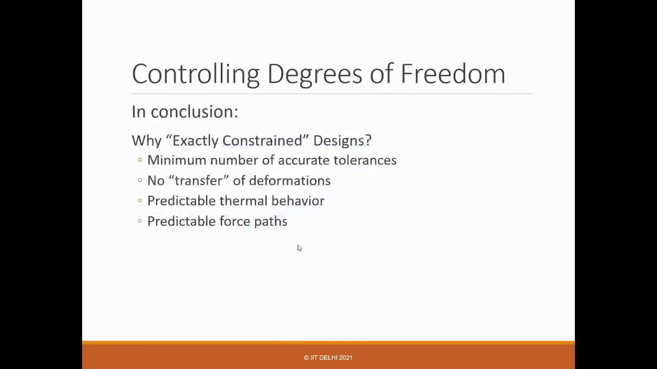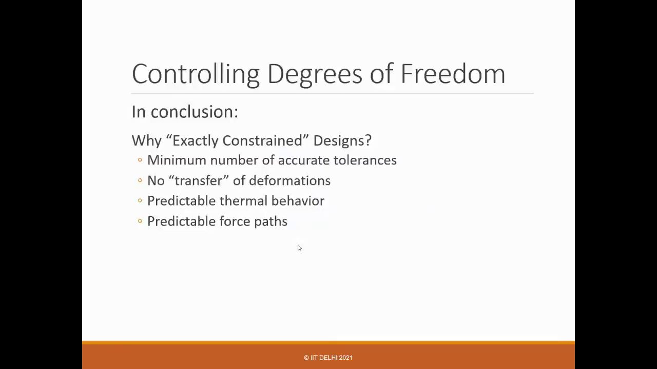Very good. So what we learned in this course is, so many times we say, why exact constraint design? So I think by now we must appreciate that we need a minimum number of accurate tolerances. So it's basically the reference surfaces that have to be defined well, but others can have normal tolerances, right? So we don't need very precise components, or precise machining or accurate machining, to design precision machines.